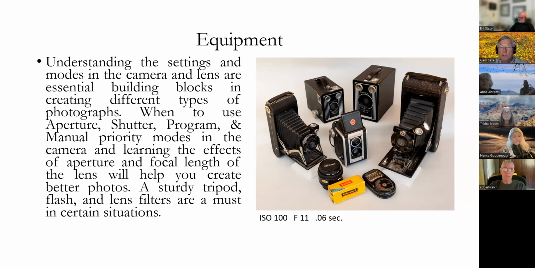And this was just a tabletop shot that I did of some of my antique cameras. As I go through some of these, I'll explain a little bit about the equipment used in the pictures there. So in this case, it's a base ISO of 100 for best quality picture, f11 for depth of field, and it needed 0.06 seconds on a tripod to get that. I used a studio gray background.